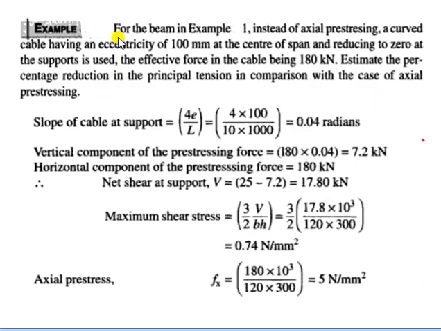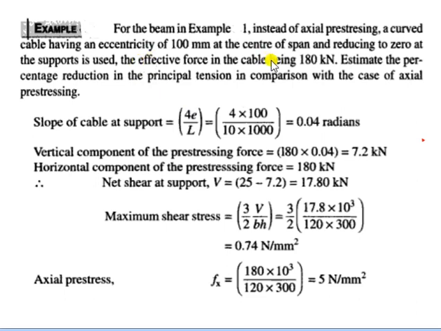Now let us consider the second example. For the beam in example 1, instead of axial pre-stressing, a curved cable having an eccentricity of 100 mm at the center of the span and reducing to 0 at the support is used. The effective force in the cable being 180 kN, estimate the percentage reduction in the principal tension in compression with the case of axial pre-stressing.